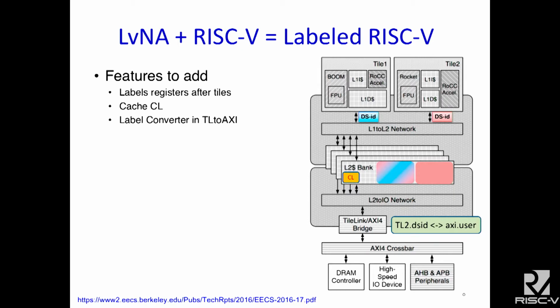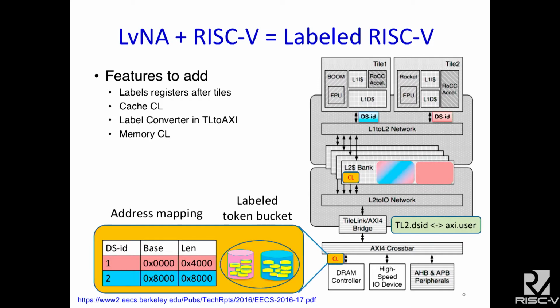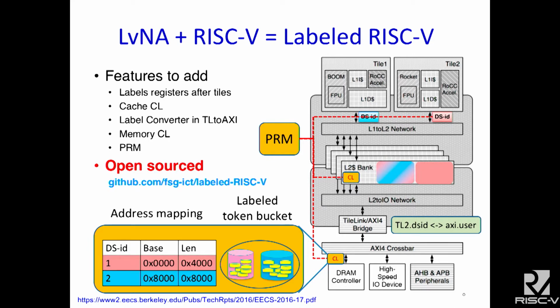And to convey the label out of the TileLink network, we also modify the TileLink to AXI converter to convey the label to the user signal of the AXI protocol. After that, we add another control logic before the DRAM controller. This control logic supports address mapping to manage the physical address space, and it has the label token bucket to provide fine-grained memory bandwidth control. At last, we add a PRM module to manage this resource. This implementation is already open source.